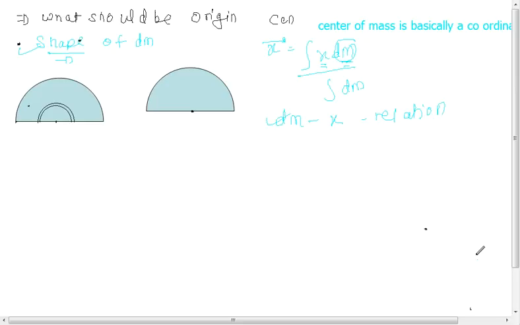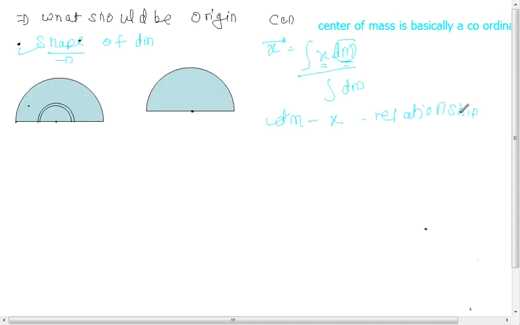We have to think in this manner. One thing you should keep in mind is that whenever you are solving a physics problem, you should not think by heart. You have to think in a mathematical way and interpret your thoughts in mathematical equations. So let's think about the shape of dm, and then the dm and x relationship.